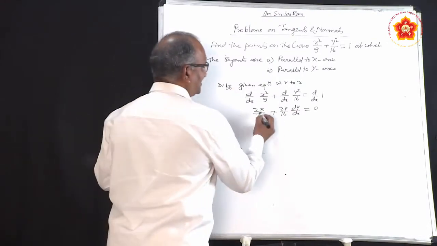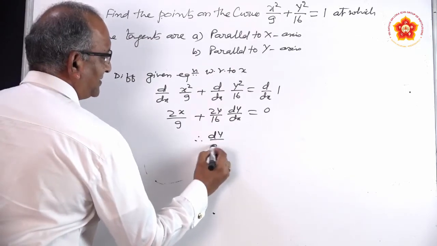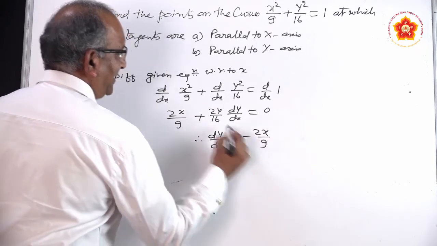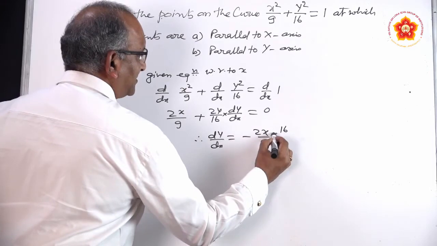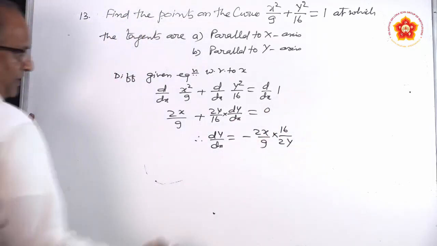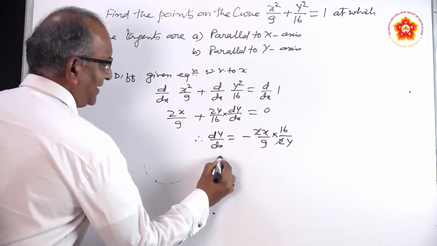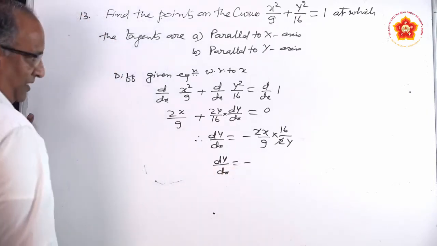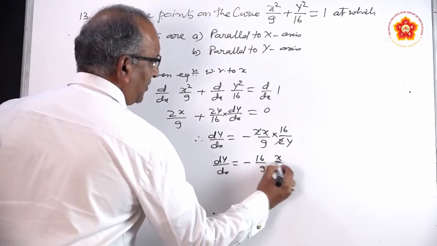So, first take 2x by 9 that side and you will get dy by dx equal to minus of 2x by 9, and then take this term which is in multiplication to other side, it will become 16 by 2y. These 2 will get cancelled and we can say that dy by dx is equal to minus of 16 by 9 x upon y.